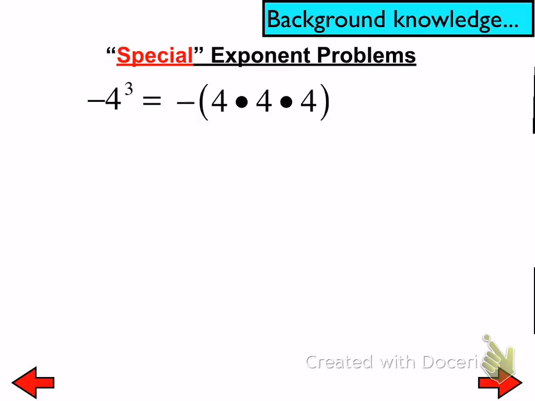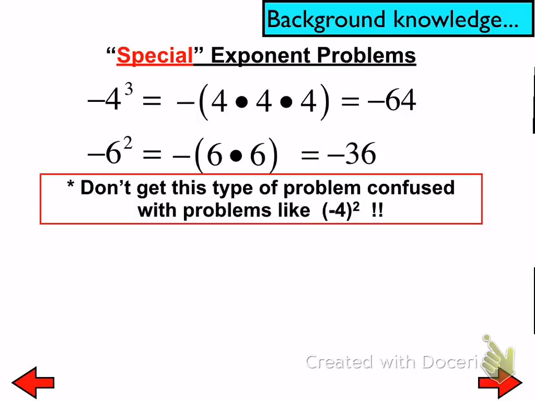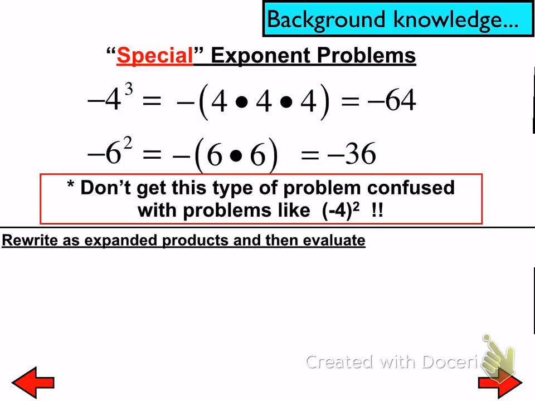This means that the exponent affects what it's touching, if you recall. And here it is touching the 4 and not the negative. So we have 3 4's and 1 negative. We multiply those together and we get negative 64. Same with this one here. The 2 is touching the 6. That means the 6 is being repeated, but the negative is not. So this would be negative 36. Okay? And then we did a couple of problems together.